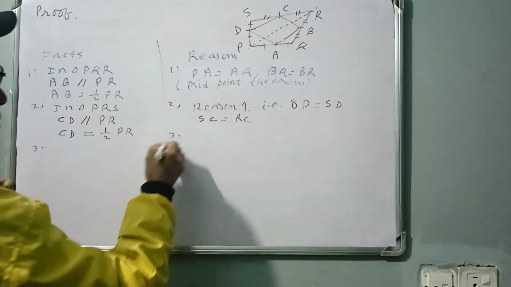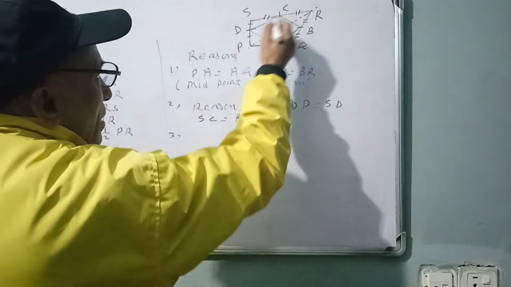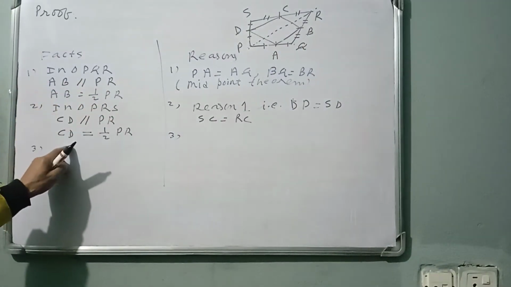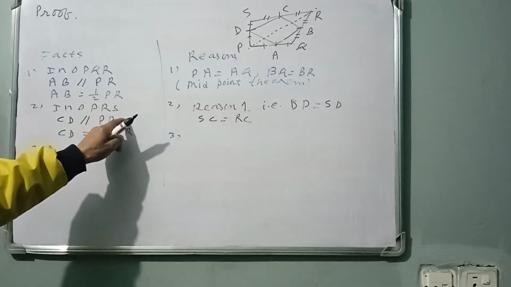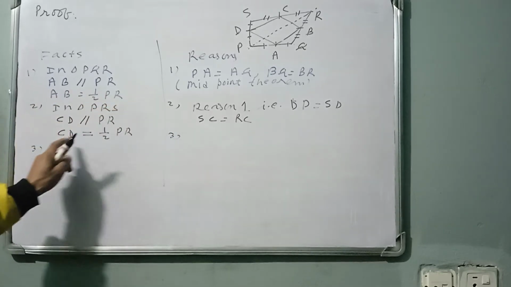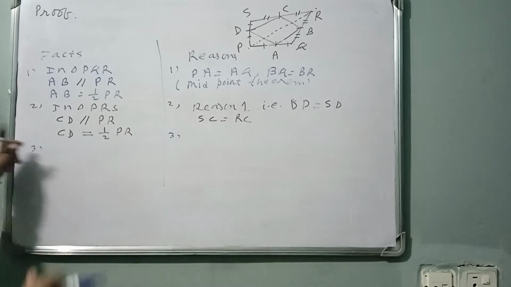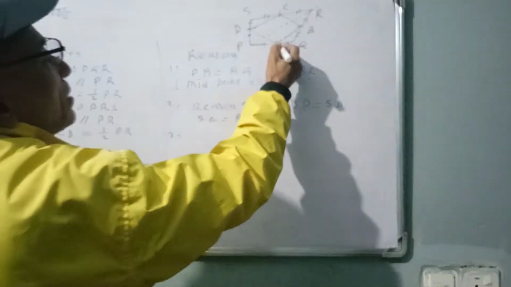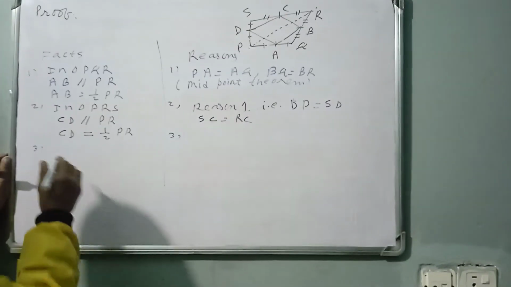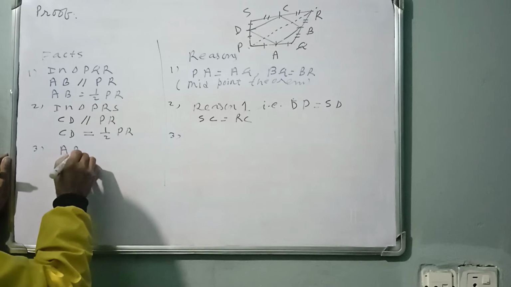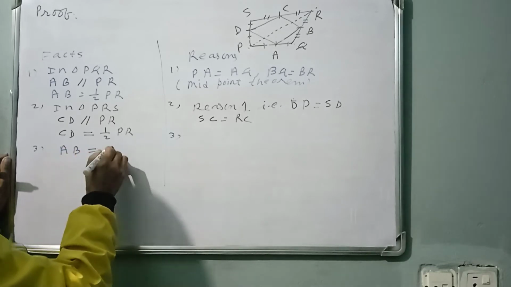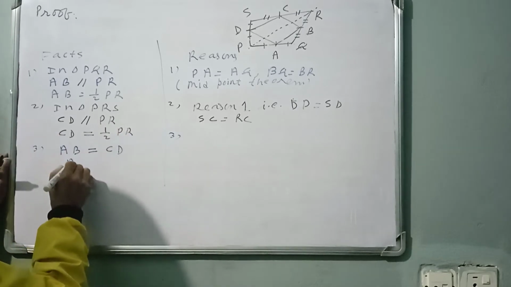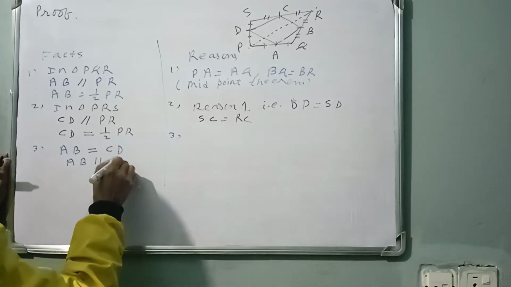What can you write then? Since AB and CD, AB is parallel to PR and CD is also parallel to PR. AB is half of PR and CD is also half of PR. From statements 1 and 2, we can write, since AB and CD are equal and parallel, AB is equal to CD, because both are equal to half of PR, and AB is also parallel to CD.